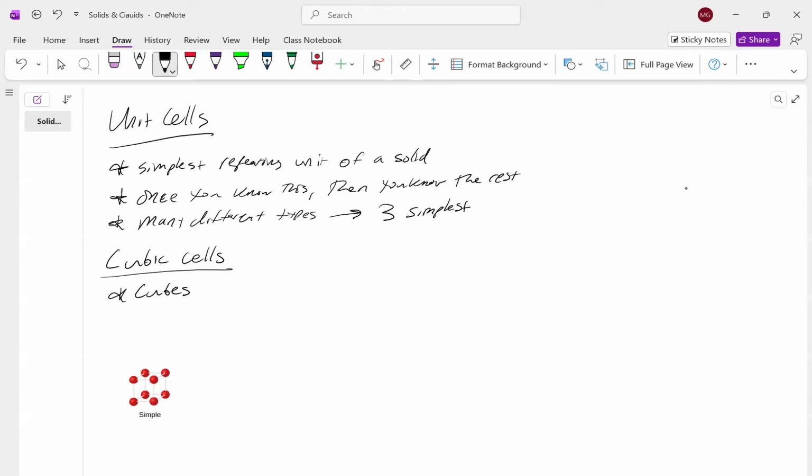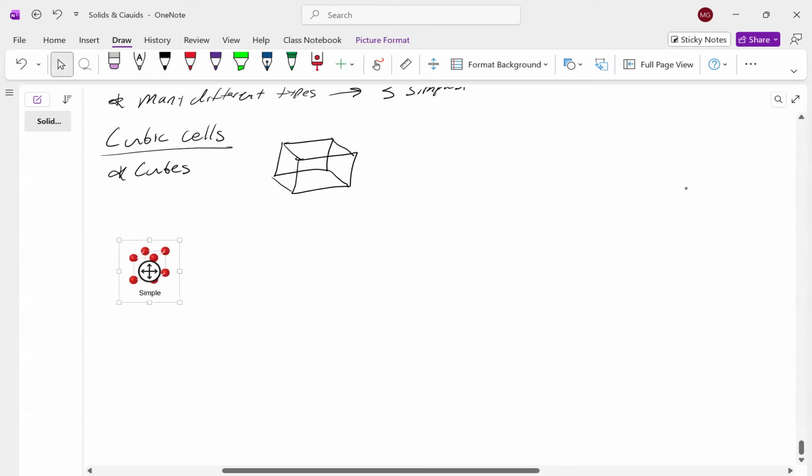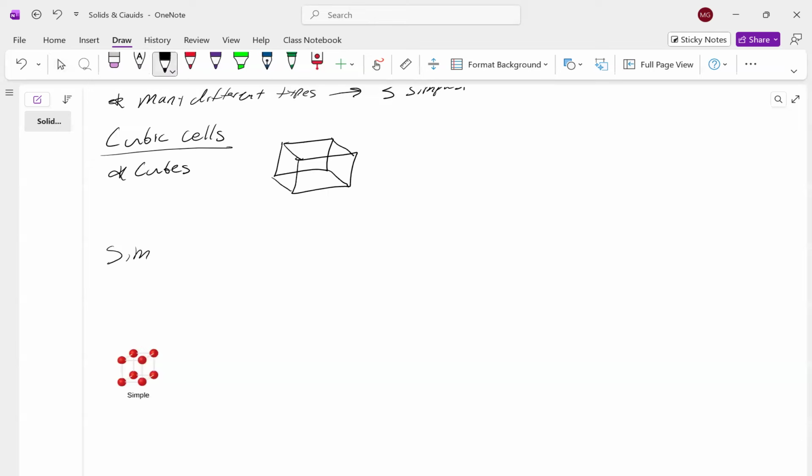So it would be kind of important to know how to draw a cube. One of the simplest ways to do that is to draw a square, draw another offset square, and then connect the corners. We're going to be doing this a lot in the next few videos, so practice that. And so let's go to our first type of cubic cell, and that is the simple cubic. And this is simply a cube with one atom at each corner.